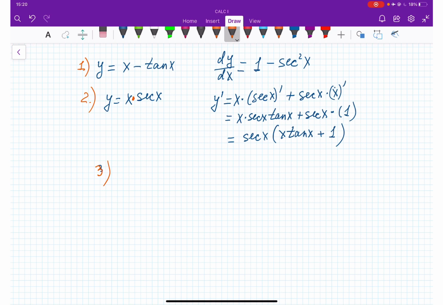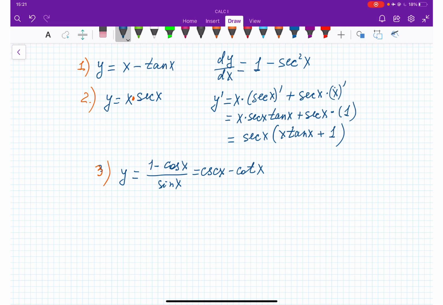So let's do y is equal to 1 minus cosine x over sine x, and this is equal to cosecant x minus cotangent x. So if the equation has an equal sign, then the derivatives also have to be equal. Let's show that.